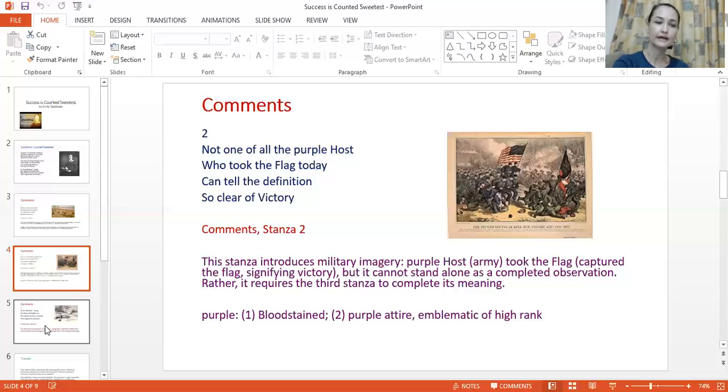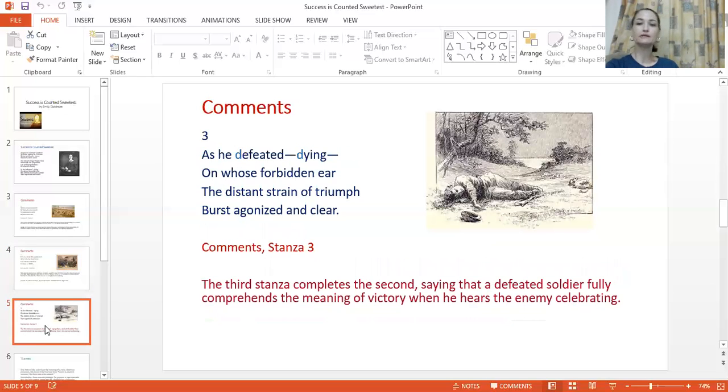Now, we go to the last stanza. Here we have another image of a dying soldier. Look, as he defeated, dying, on whose forbidden ear the distant strain of triumph burst, agonized and clear. So here, Emily Dickinson is painting for you the image of a wounded, defeated, and dying soldier. You can look at the picture to understand it better. So in the first line, we have alliteration. The harsh, hard sound D is repeated.